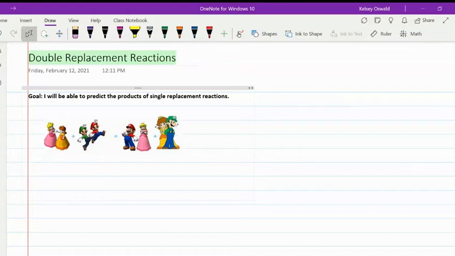Today we look at our fourth type of reaction, double replacement reactions. Our goal for today is that we will be able to predict the product of a double replacement reaction. Remember, the way to recognize a double replacement reaction is that we have two compounds as our reactants.